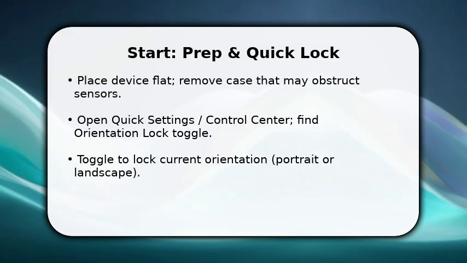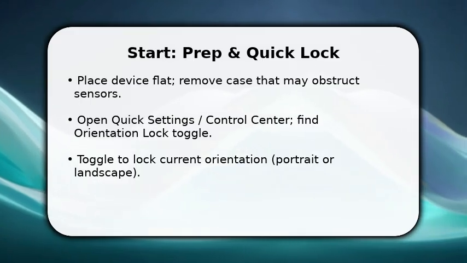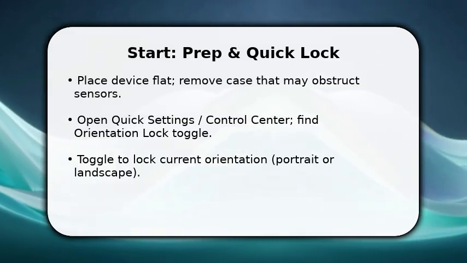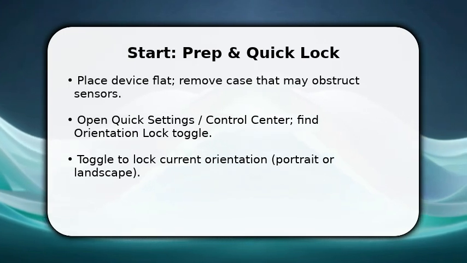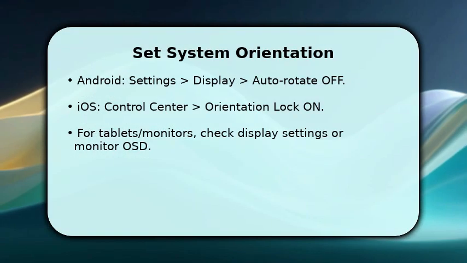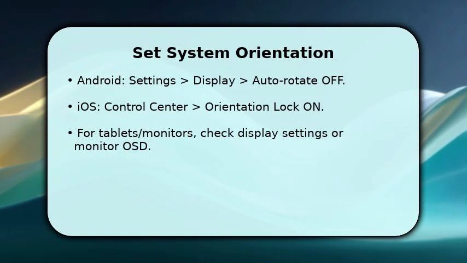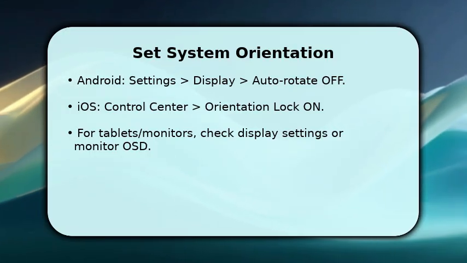Once done, make sure the on-screen icon shows the lock. That confirms the system will hold the selected view. Now lock orientation deeper in the system. On Android, go to Settings, Display, and switch Auto Rotate off so apps inherit the fixed view.